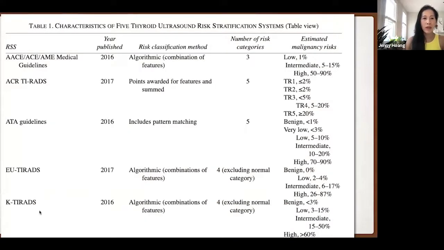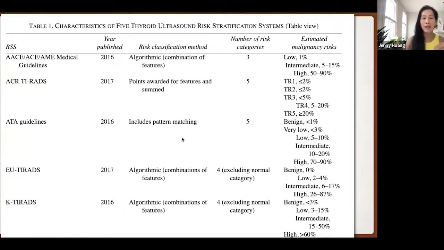And let me tell you the risk stratifications that we were interested in. There were these 5 main ones: the AACE, ACR TI-RADS, ATA, EU TI-RADS, and then Korean TI-RADS. And at that time, it was the version from 2016. And you look at them and you realize that they're all similar in ways, but they're different. In particular, let me draw your attention to the method of risk stratification. ACR TI-RADS is based on points, and the points sum up to a risk category.